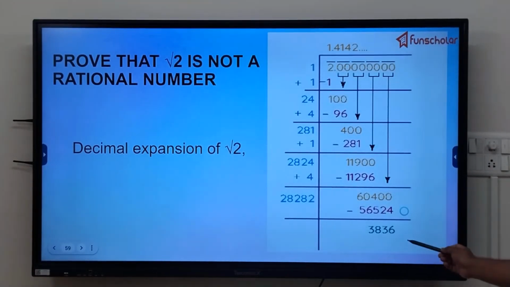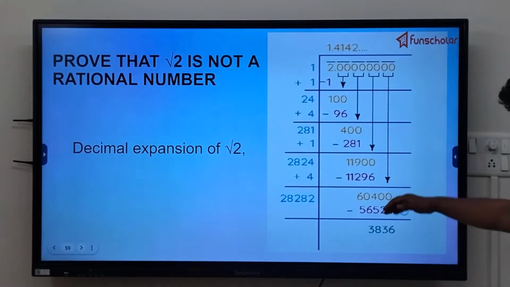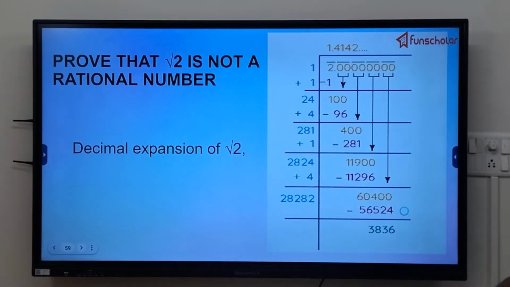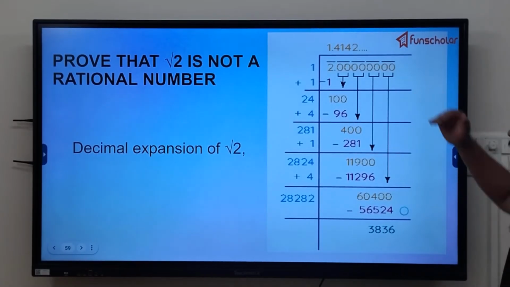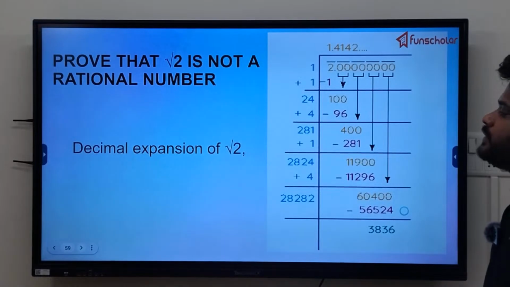You can see we already have remainder 3836, and this will also go on, and this number will be a non-recurring, non-terminating decimal number. Because it does not terminate, we can say that root 2 is an irrational number, or root 2 is not a rational number.